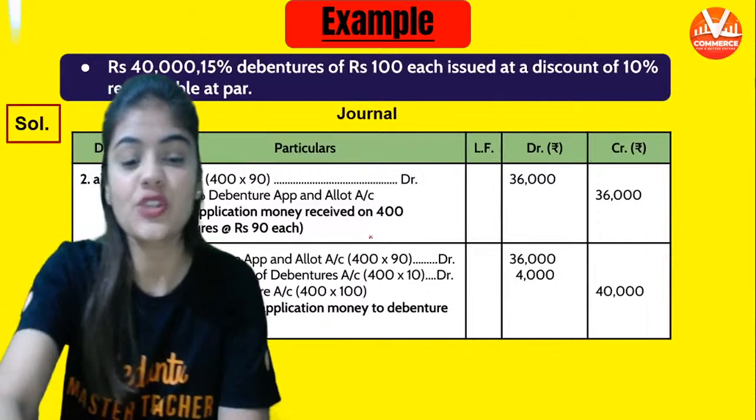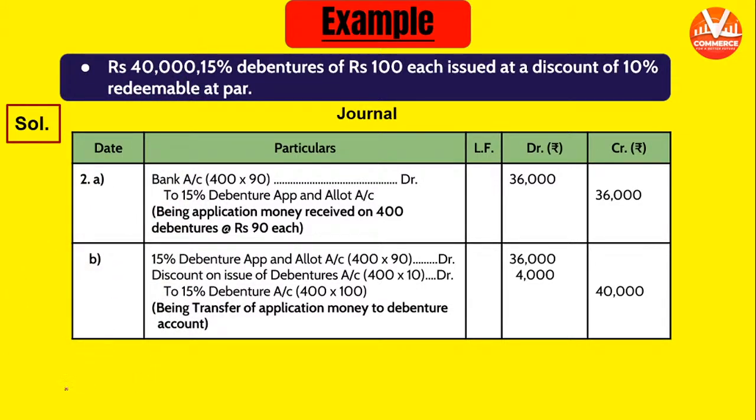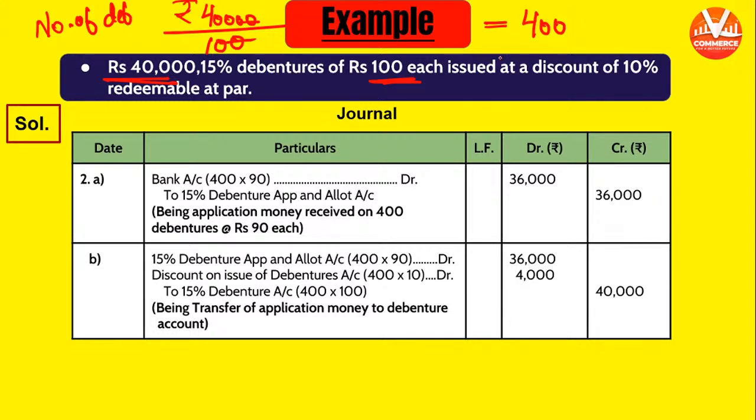So here we have the question, and the question is 40,000. Now, please pay attention. It is rupees 40,000. So, this is not number of debentures. These are rupees 40,000 debentures. So, first you have to calculate the number of debentures. How many debentures are issued? You will divide rupees 40,000 by the face value 100 rupees. So how many debentures are issued? 400 debentures. So 400 debentures are issued at a discount of 10%, redeemable at par.